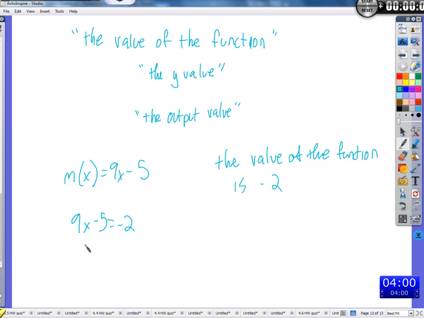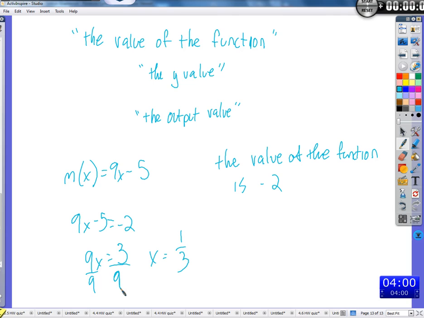Using our algebra skills, not guessing and checking, we're going to balance both sides out, canceling things until x is left by itself. What's the first thing we can do to get x by itself? Add 5 on both sides. Excellent. Negative 2 plus 5 is 3. And then? Divide by 9 on both sides. x equals 1 over 3. Now, 3 divided by 9 is the same as 1/3.